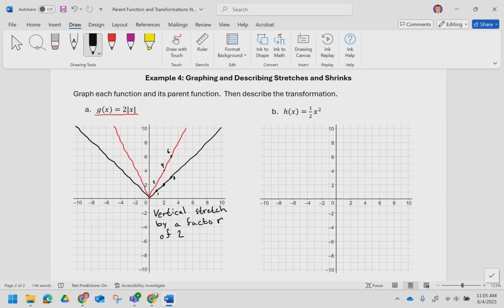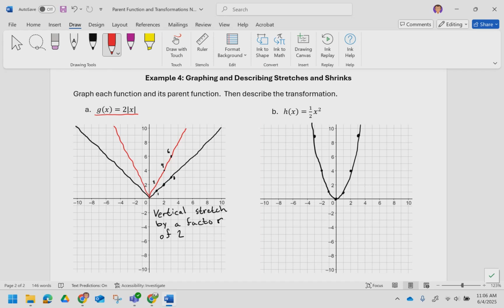All right, next we've got this x squared. This is a quadratic family function. We just graphed one of those in the previous. So 0, 0, 1, 1, 2, 4, 3, 9. We're just squaring each of those values. Let's draw our curve. All right, so there's the parent function.